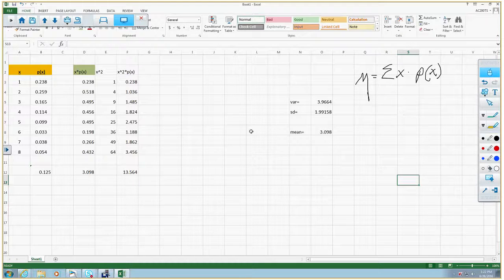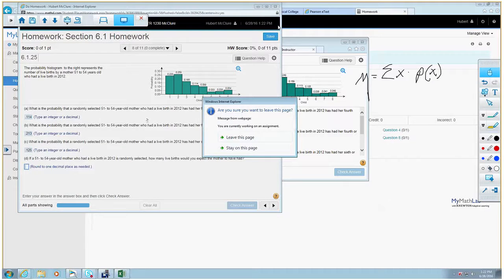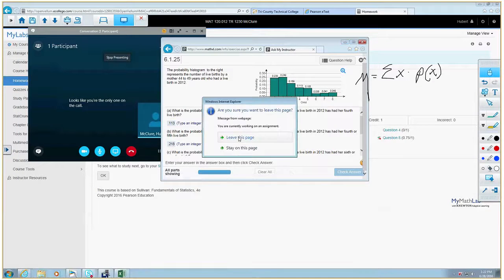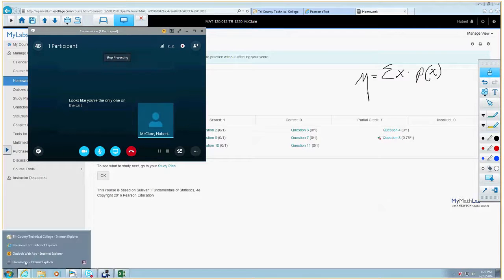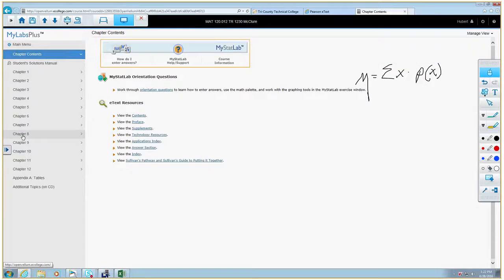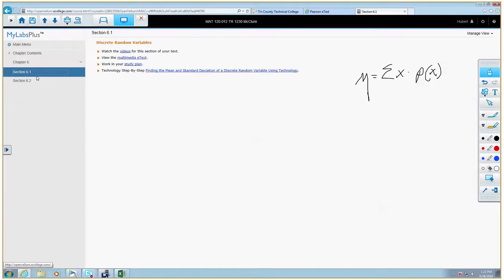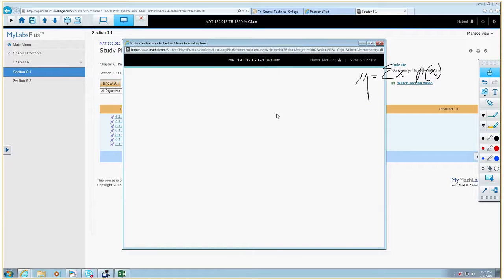Now, the only thing is, whoever designed this homework, which I don't agree with, we're going to find one that actually does find the standard deviation. So give me a second. I'm going to go to chapter contents, 6.1. Yeah, that looks a little bit better, instead of five homework questions.